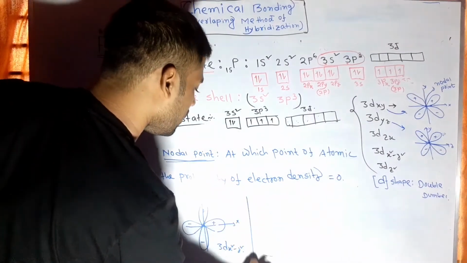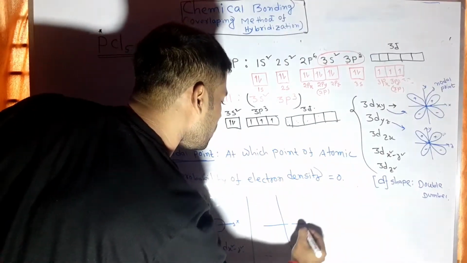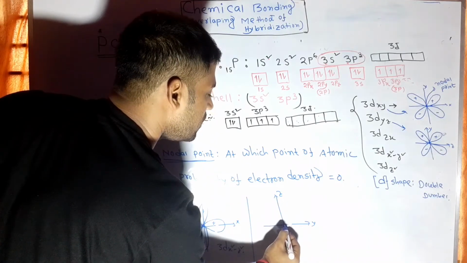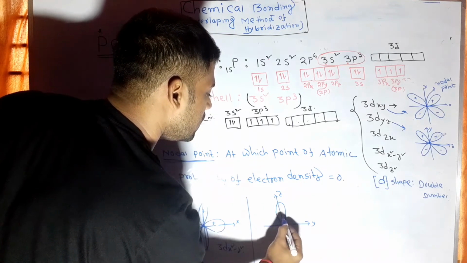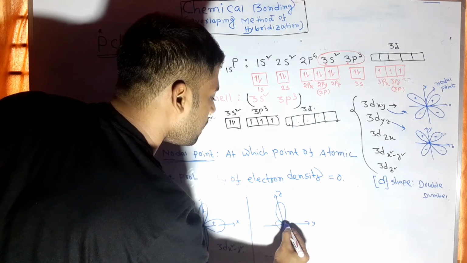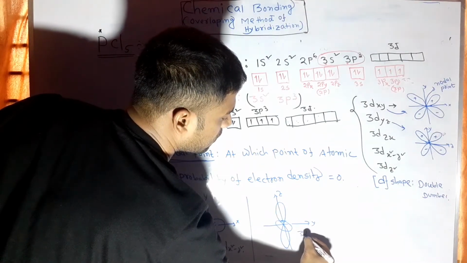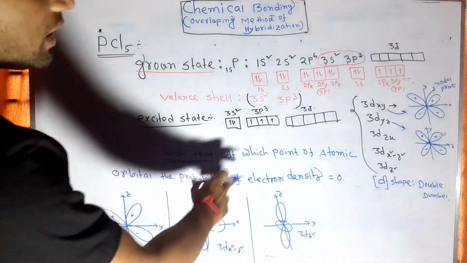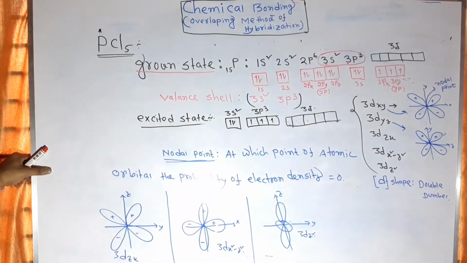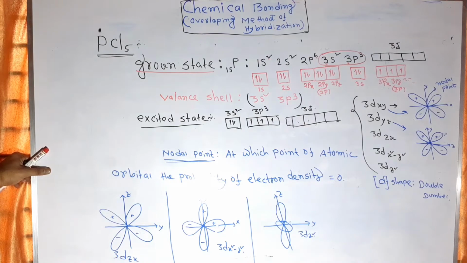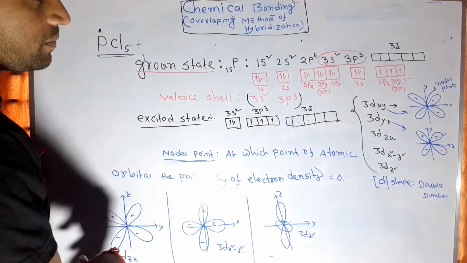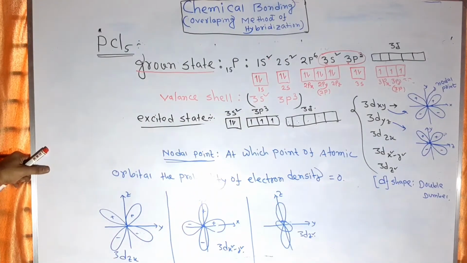Next, 3dz square. What is the structure of 3dz square? This is the z plane, this is the y plane. This is the structure of 3dz square. So the 5 empty spaces of the d subshell are named 3dxy, 3dyz, 3dzx, 3dx square minus y square, and 3dz square. In different types of hybridization, different subshells take part in the hybridization. So this is the complete structure and their nodal points.